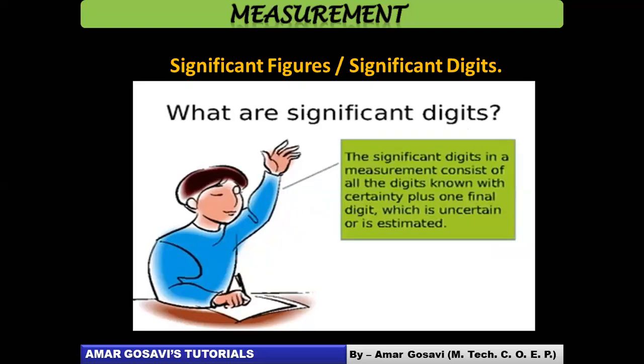So which numbers are significant? Let's have a look at it. What are significant digits? Here it's clearly mentioned: the significant digits in a measurement consist of all the digits known with certainty plus one final digit which is uncertain or is estimated. For example, if somebody measures 3.995, so 3.99 would be certain digits and 5 is one uncertain digit. So 3 plus 1 is 4 in that.